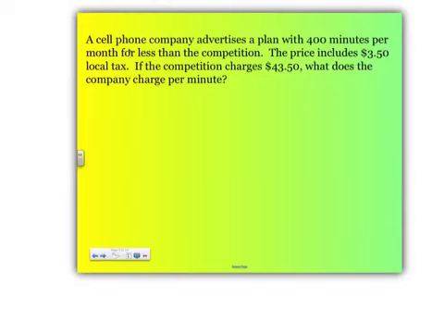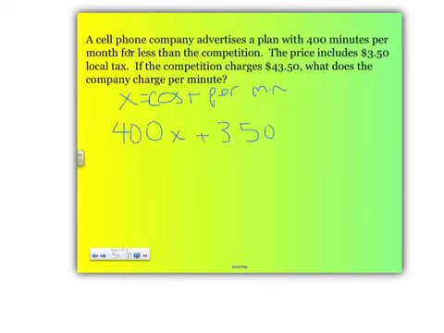All right, so let's take a look at this word problem. A cell phone company advertises a plan with 400 minutes per month for less than the competition. The price includes a $3.50 local tax. So that means that we have 400 minutes times however much a minute costs, plus the $3.50 local tax. And the competition charges $43.50, so what does the original company charge per minute? Well, we know that the original company charges less than the competition. So that means that this is less than the competition's price, which is $43.50.